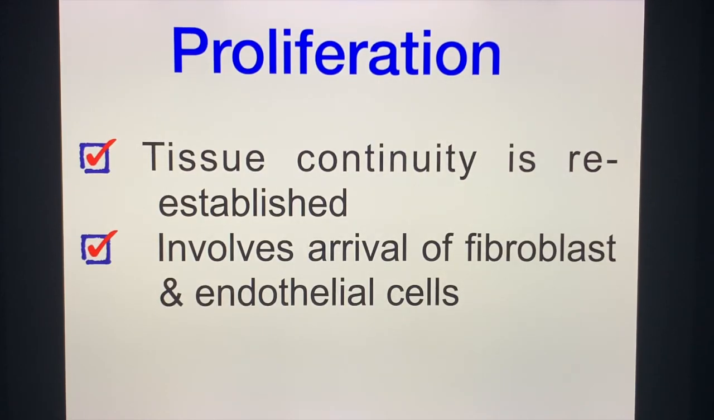Now, next phase is your proliferation. During this phase, this is when the continuity of the tissue is reestablished. This is also when the fibroblasts and the endothelial cells will arrive. So during the phase of proliferation, this involves the arrival of the fibroblasts as well as your endothelial cells.